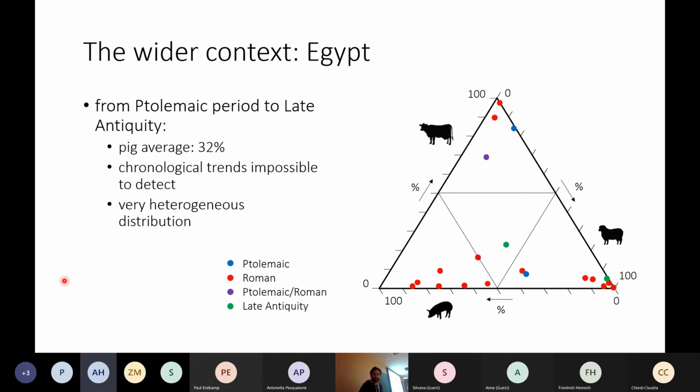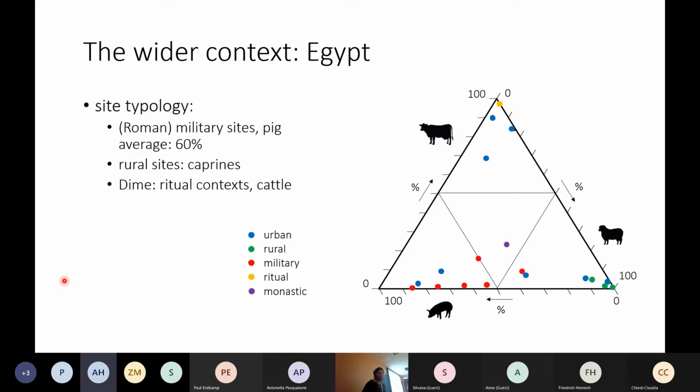So the same assemblages were rearranged by site typology. And here you can see that military sites, which are Roman military sites, they all plot. Sorry, I forgot to mention how to read this graph in case you're not familiar with it. Each dot is an assemblage. For example, for this dot, you have this frequency of cattle, this frequency of sheep, and this frequency of pig. So you see the frequency for the three species plotted in this triangle.